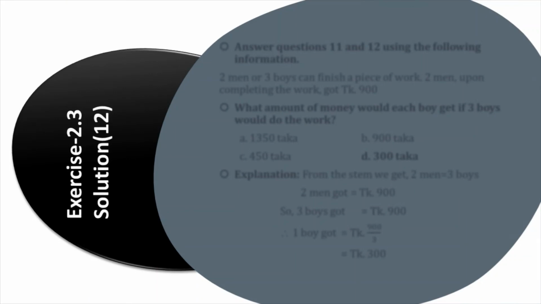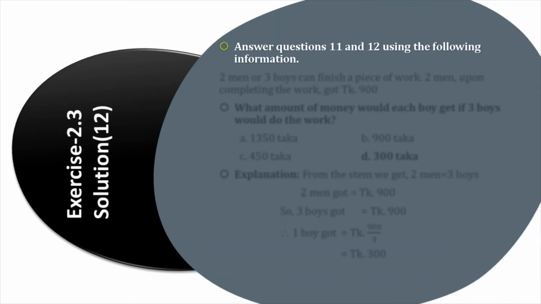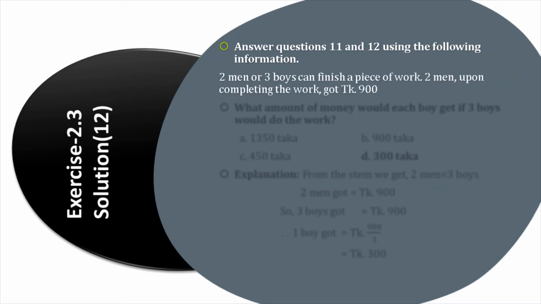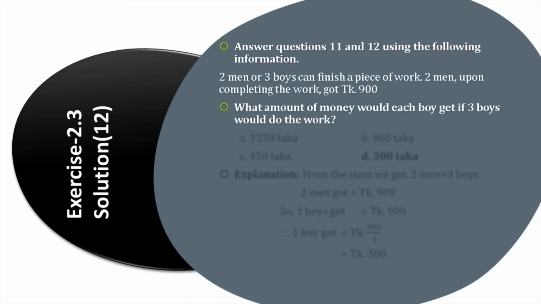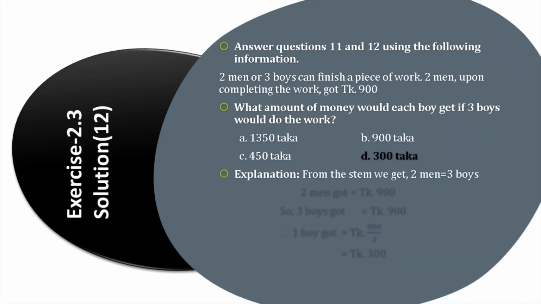Solution number 12. Answer questions 11 and 12 using the following information. What amount of money would each boy get if 3 boys would do the work? Let us see the options. 1350 taka, 900 taka, 450 taka, 300 taka. So, as you know, the desired answer is 300 taka. This is the marked part, 300 taka is our desired answer. Let us see the explanation of how we get this answer.